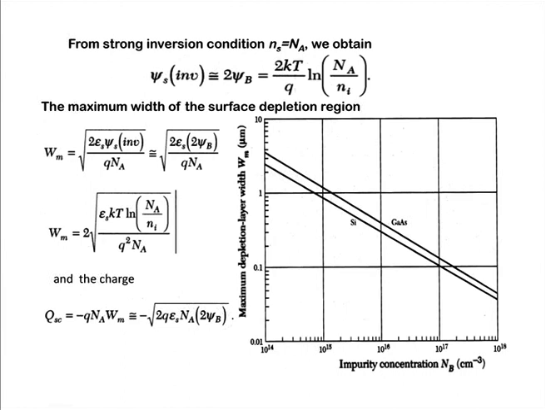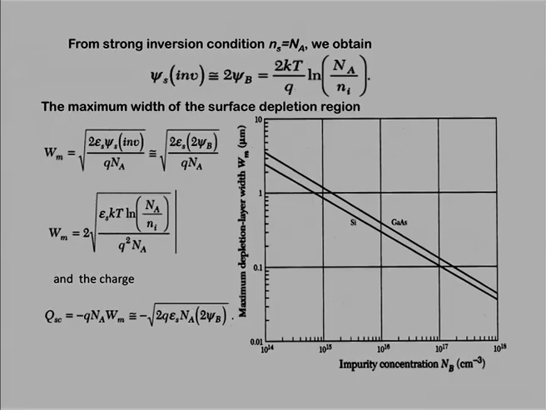And if you know the depletion width, now you can calculate the charges in the depletion region. Q SC, the depletion charge in the depletion layer, is equal to minus q Na Wm, and this will come equal to minus square root of 2 q epsilon s Na (2 psi b). By using this, we can calculate the charges, and here you can see the maximum depletion layer width versus impurity. If you increase the substrate doping, the maximum depletion width will decrease.